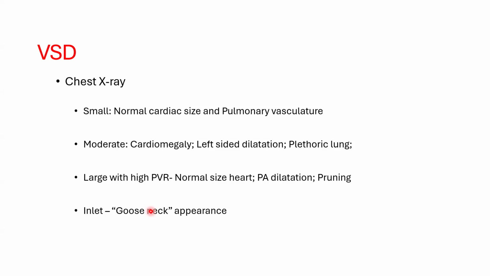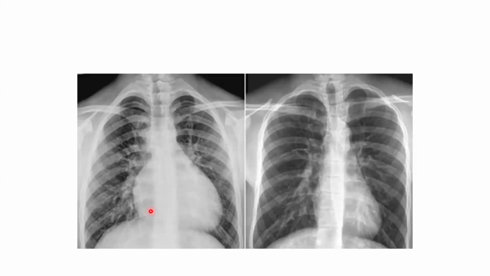And then in inlet VSDs, we have the characteristic gooseneck appearance, which I'll show in a subsequent presentation. So this is what we talked about: increased pulmonary vascular markings, splaying of the carina. Okay, it's suggestive of left atrial dilatation.